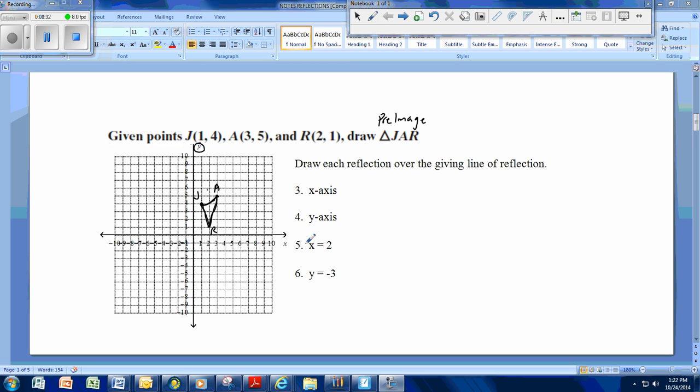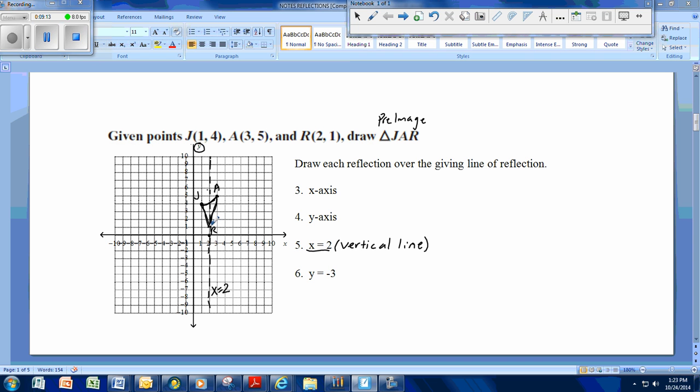Okay, next we're going to reflect it over the line x equals 2. Now that line is a vertical line. Okay? So what I have to do is I have to graph this line. All right? It's a vertical line that goes through x equals 2. So every point on this line has an x coordinate of 2. Okay, here, right here, is x equals 2. So that vertical line goes all the way up and down. Okay? There's the line x equals 2.